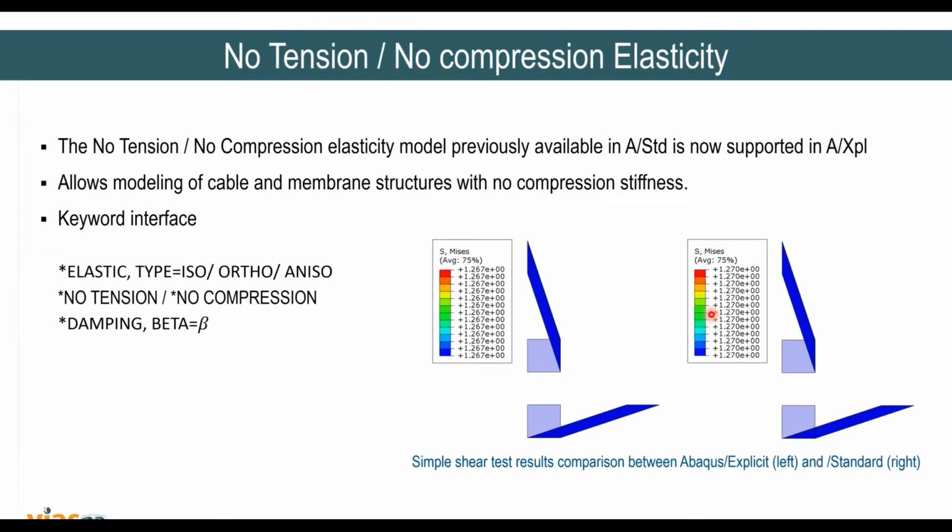Moving to the next enhancement in Abaqus 2022. Here it's related to no tension and no compression elasticity. This particular feature is already available in Abaqus Standard, and it models material where you can say, okay, you don't want to model tension or compression specifically, like a rope, wherein it gives you stiffness in one direction. So in this kind of situation, this material model is very, very useful.